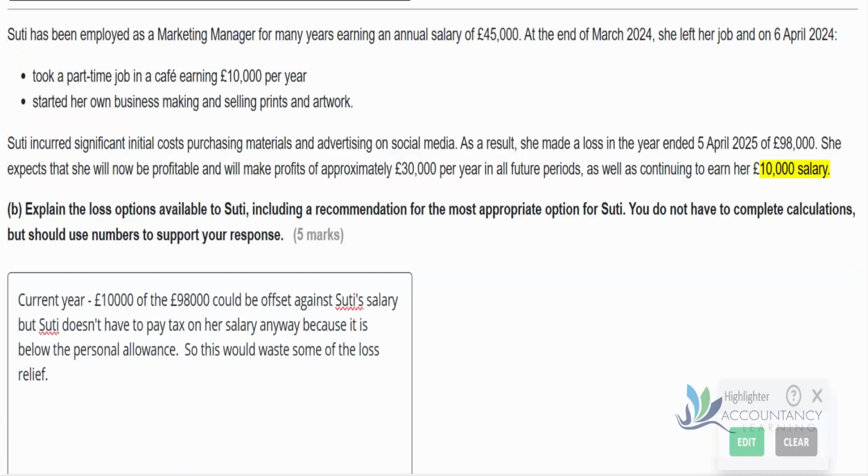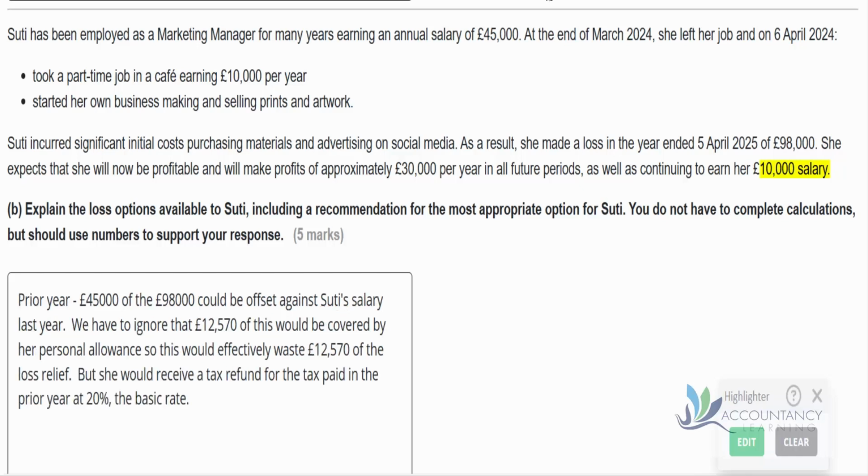So here's our first comment. Remember, the question was asking us to explain the loss options. One of the options is to use the losses in the current year. So £10,000 of the 98,000 losses could be offset against Sooty's salary, but Sooty doesn't have to pay tax on her salary anyway because it is below the personal allowance. So this would effectively just waste some of the loss relief.